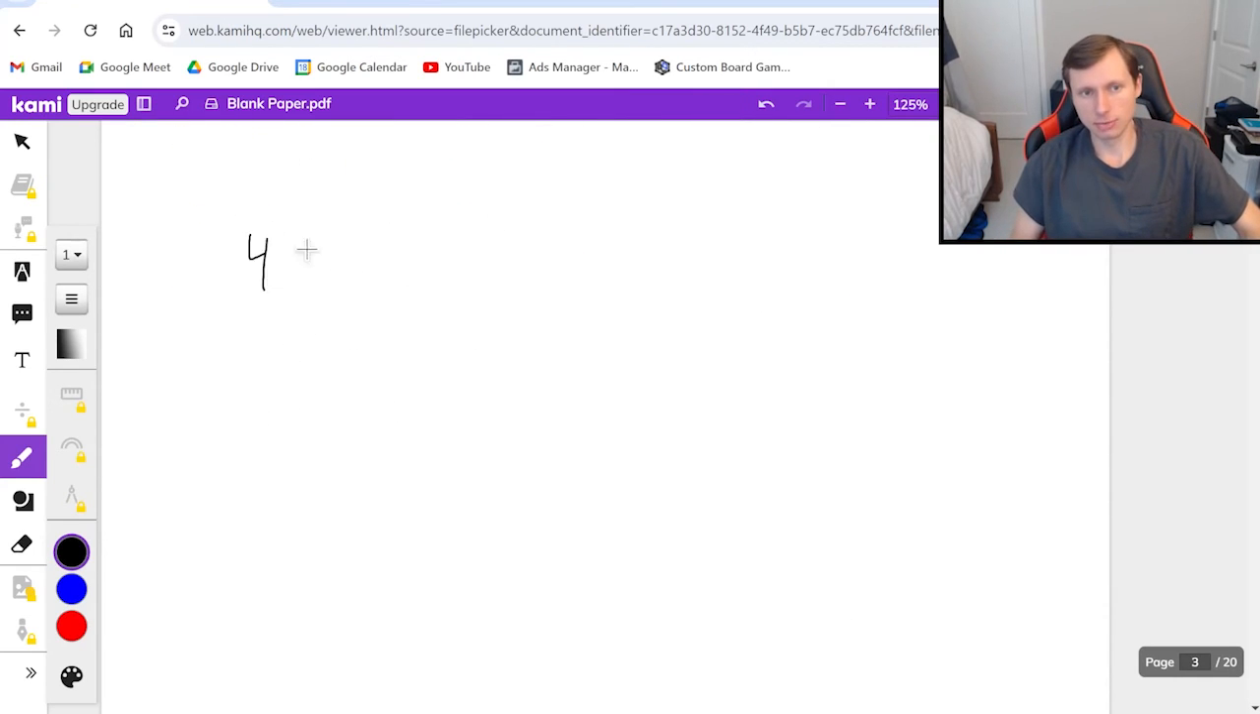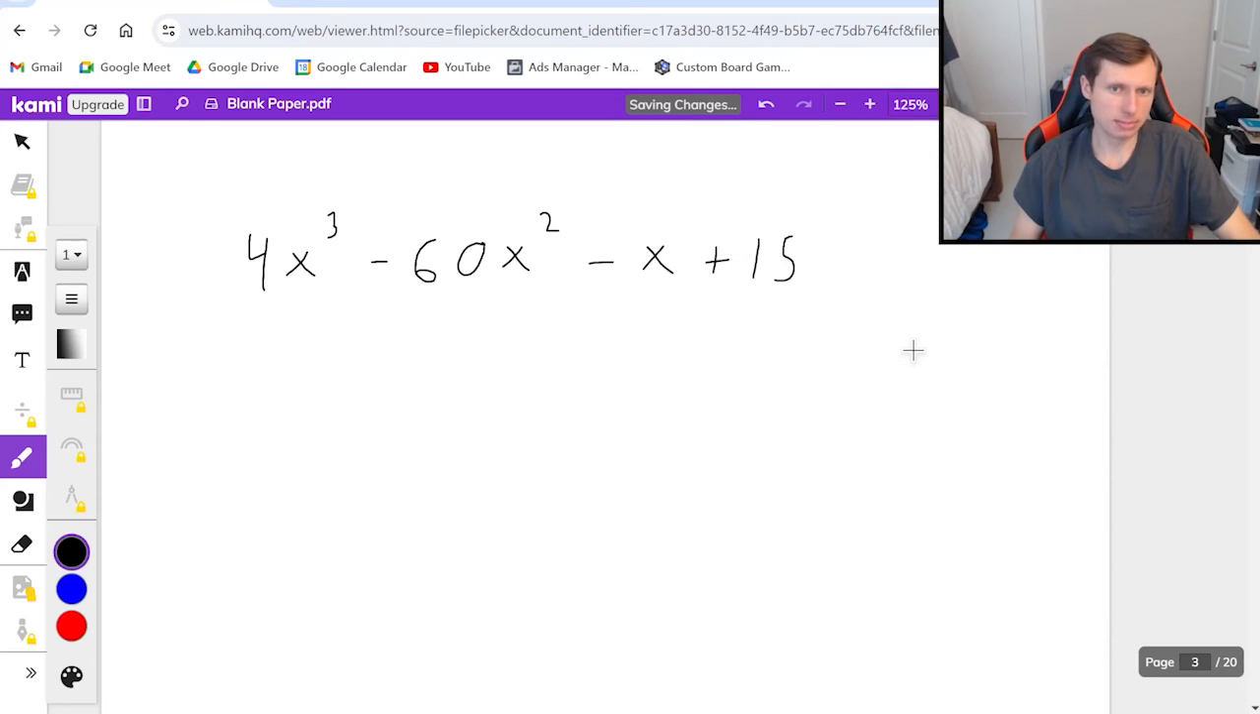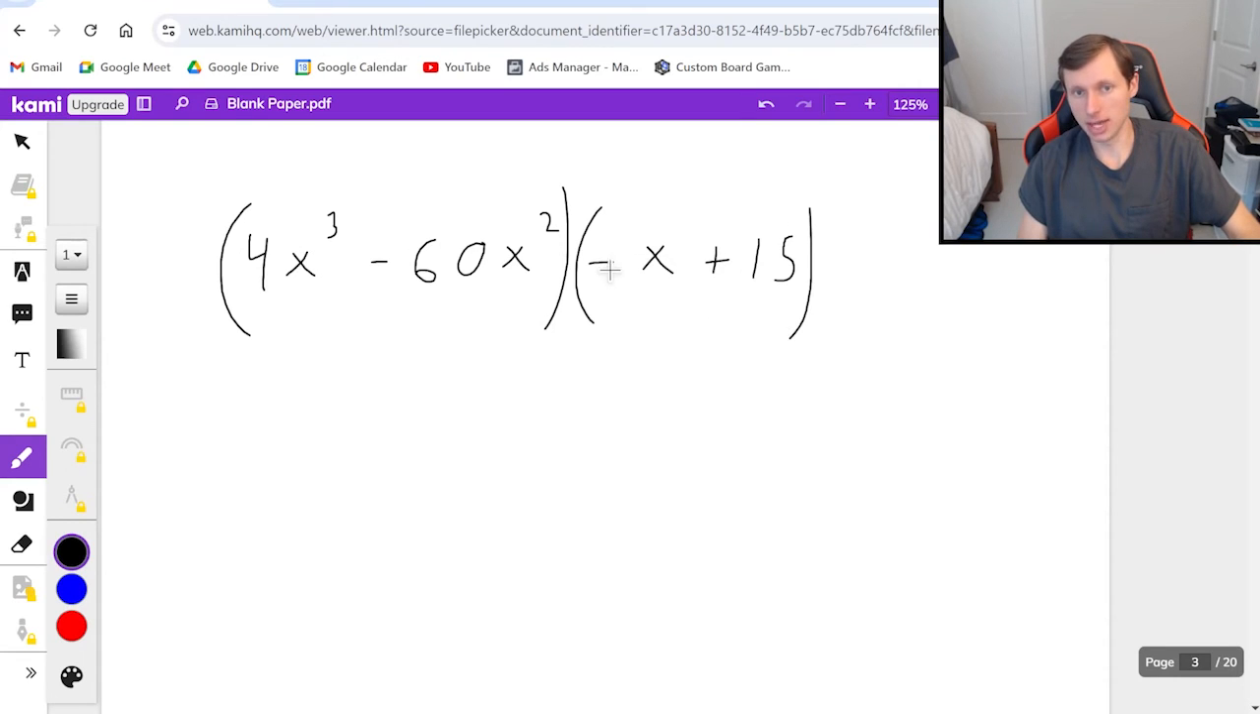It is 4x cubed minus 60x squared minus x plus 15. So how are we going to do this one? So first I'll group these together. Make sure you include the negative sign in this second factor. That negative sign is important. And then what can I pull out of the first one? Well, I believe I can pull out a 4x squared.